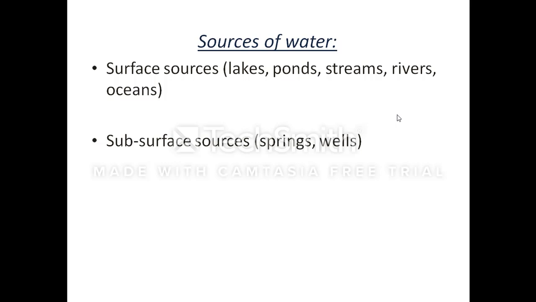Now, any source that is able to provide sufficient quantity of water to satisfy the needs of all the individuals living in the town or a city can be used for the water supply system. As I told you, the sources can be either surface sources or subsurface sources of water. The surface sources are those sources which are available at ground surface. For example, lakes, ponds, streams, rivers, oceans, etc.